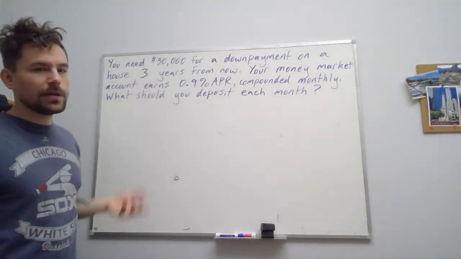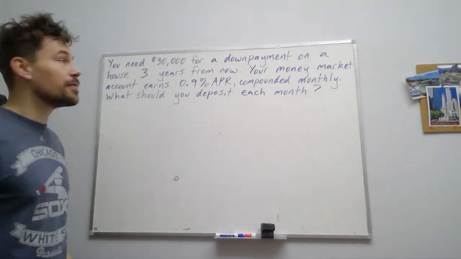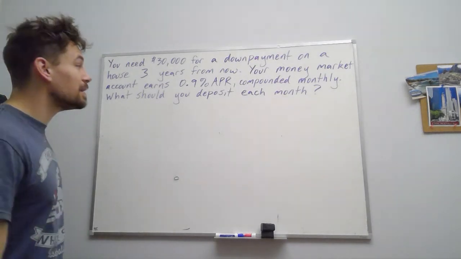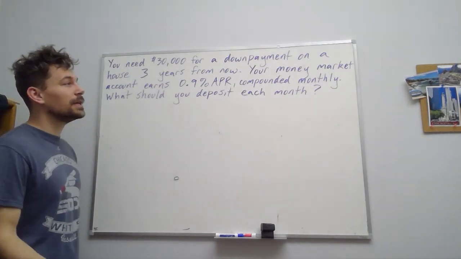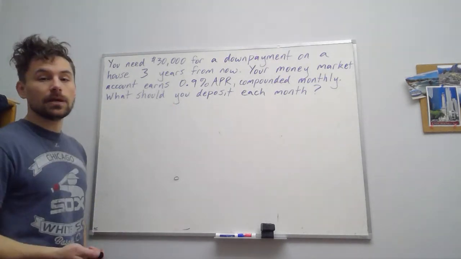So of course, you may not know that number exactly, but you're just sort of thinking, well, ballpark, maybe I need about 30,000. So you want to get a sense of how much you need to deposit every month if you're putting it into, in this case, a money market account that earns 0.9% APR.